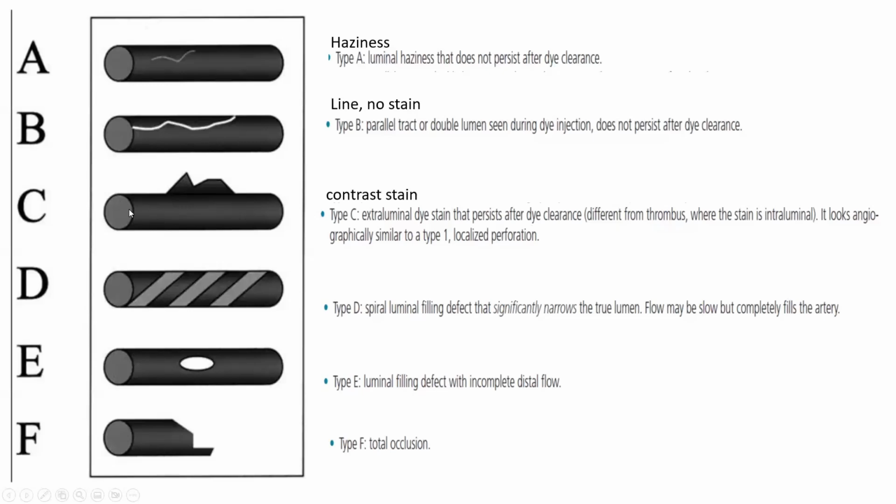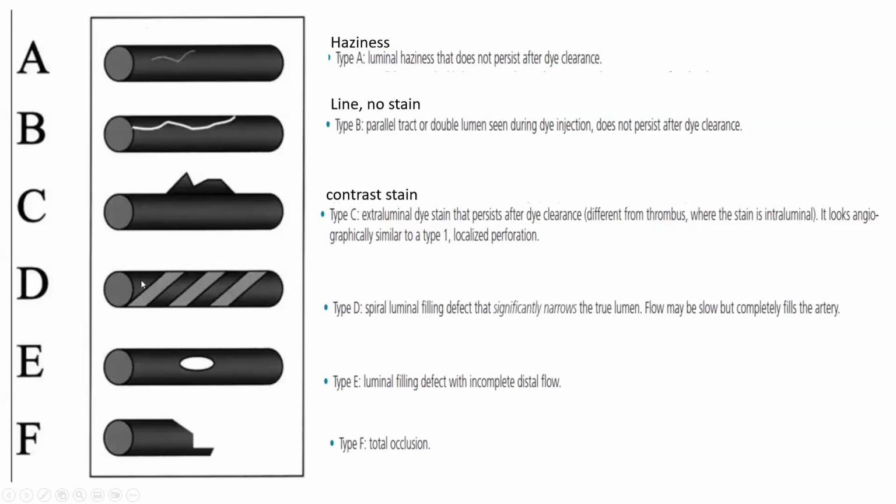It's hard to differentiate dissection type C from perforation type 1, meaning localized perforation. In dissection type C, the dye stain is in the intima and media, whereas in type 1 perforation, that dye stain is in the adventitia. In perforation, that stain is deeper than in dissection, but again, it's hard to tell angiographically. So be wary of dissection type C, which is more benign than D through F, but it's concerning because it could imply a sealed perforation.